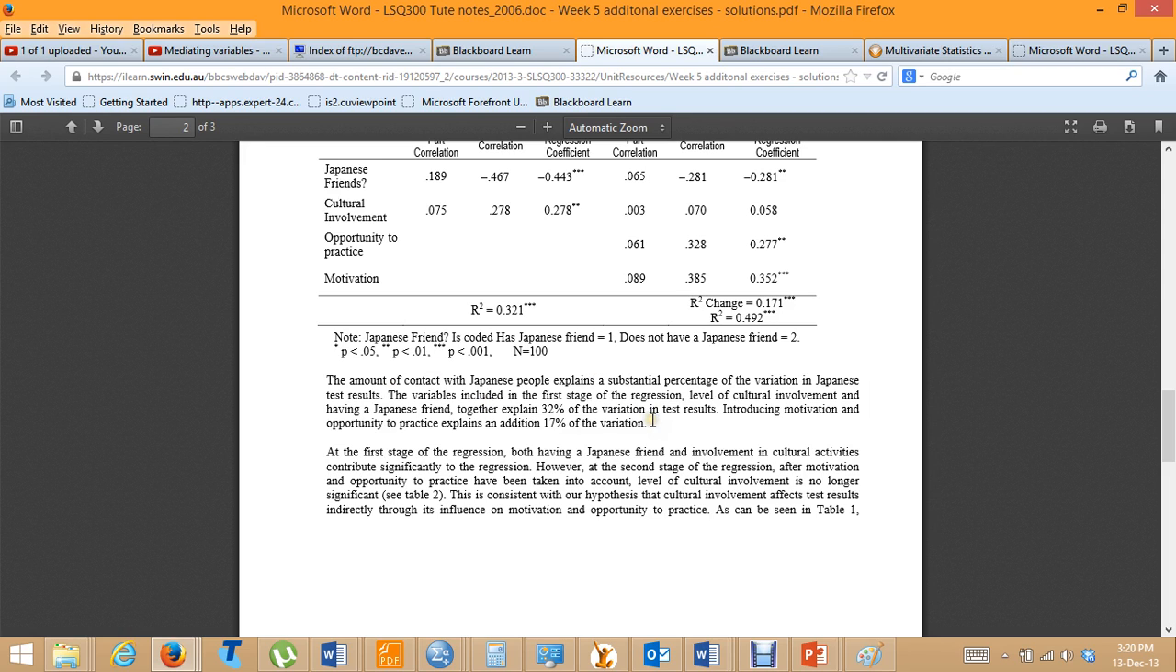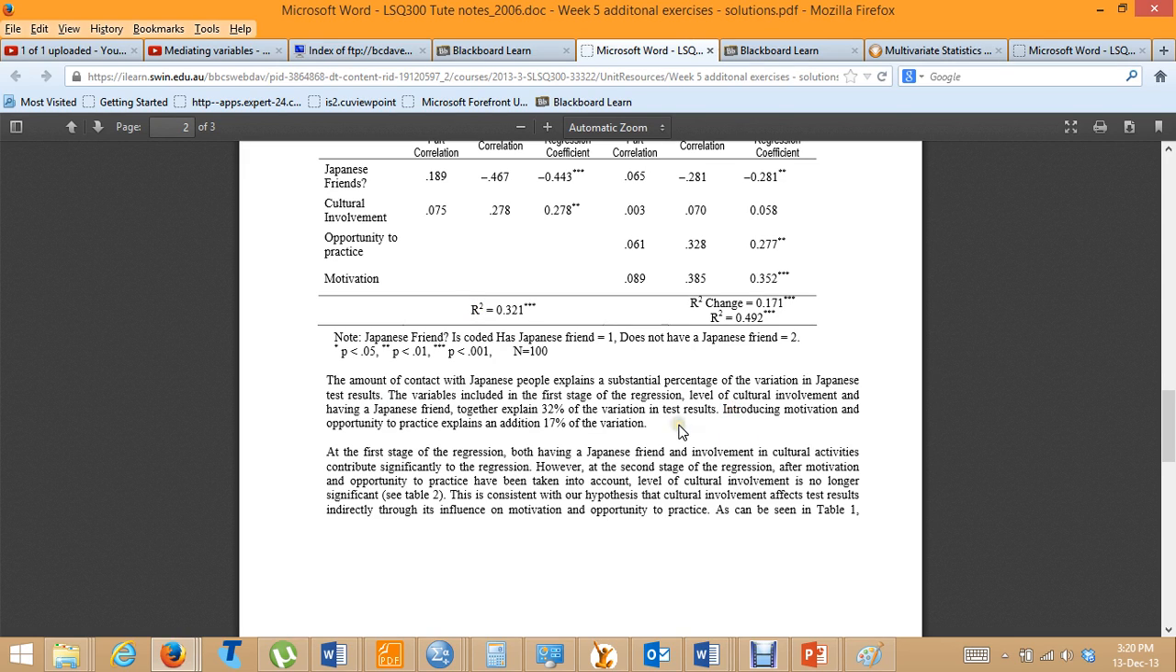So the amount of contact with Japanese people explains a substantial percentage of the variation in Japanese test results. So the amount of contact with Japanese people is measured as the variables entered at stage 1. So the variables included in the first stage of the regression, level of cultural involvement and having a Japanese friend, together explain 32% of the variation in test results in the DV. So that's here, from here, 32%.